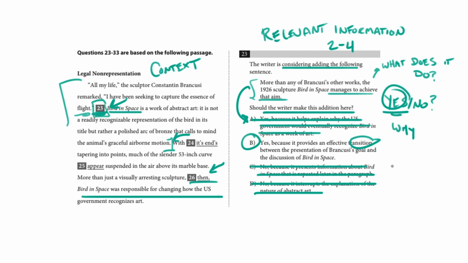So your strategy for relevant information questions like this is first to make that binary yes or no decision, and then determine the function of the sentence to help you figure out the reason for its inclusion or its non-inclusion.